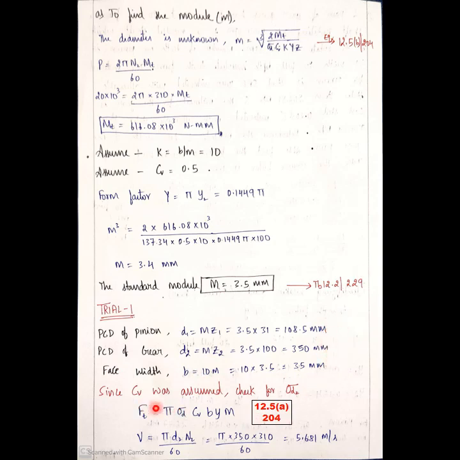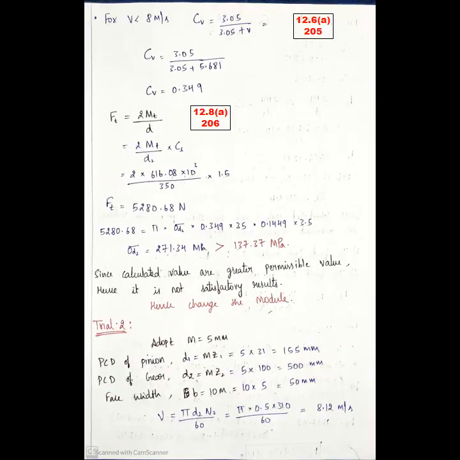Now next, since CV was assumed, we shall check it. We assumed CV, we don't know it actually. So we shall check the design stress. As I told you in the design procedure, it must be less than the permissible value. So let's see. To check sigma d, we use the formula for Ft, from equation 12.5a, page number 204. Velocity is pi D N by 60. With respect to the gear, we have to take the velocity, which is unknown.